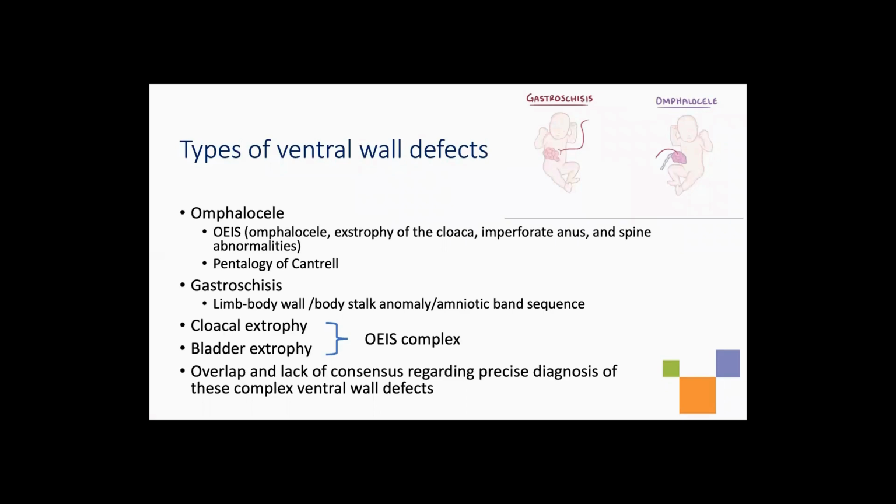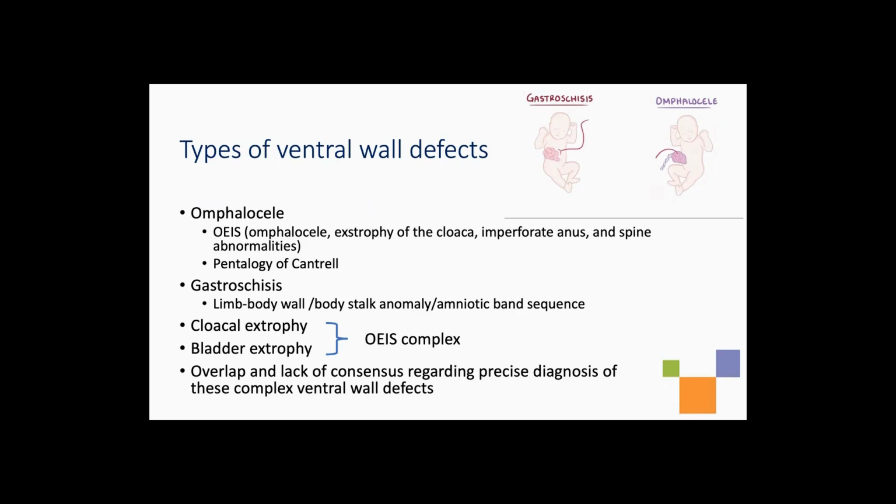So the major and more common types of ventral wall defects include omphalocele and gastroschisis, which everyone on this call, I'm sure, is familiar with. There are also more complex ventral wall defects that include syndromes or sequences that are different anomalies seen together more commonly than expected by chance. These include the OEIS sequence, which includes omphalocele, cloacal exstrophy, imperforate anus, and spine abnormalities, pentalogy of Cantrell, and limb-body wall complex or body stalk anomaly.